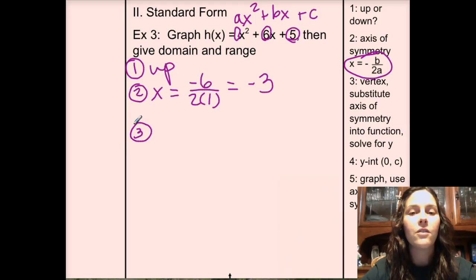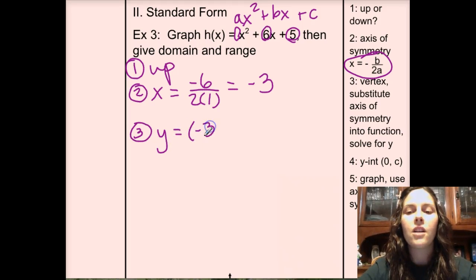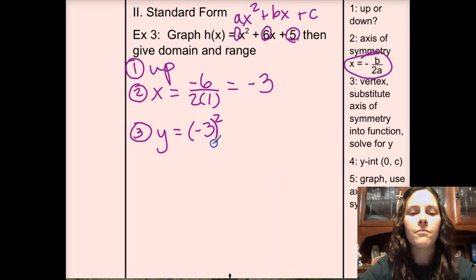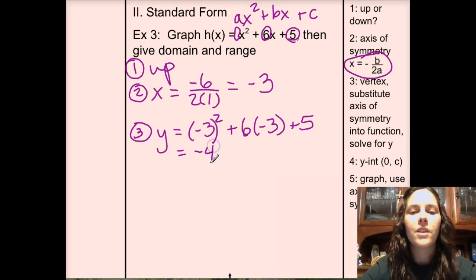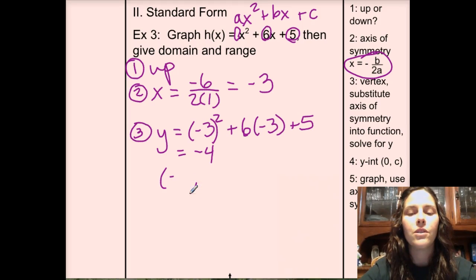So to finish finding the vertex, we take that x value that we just found and we substitute it back into the equation to solve for the y-coordinate of our vertex. So we have plus 6 times negative 3 plus 5. So the y-coordinate of our vertex, we have 9 minus 18 is negative 9, plus 5 is negative 4. So our vertex is negative 3, the x value that we substituted into the equation, negative 4, the y value that we got out.